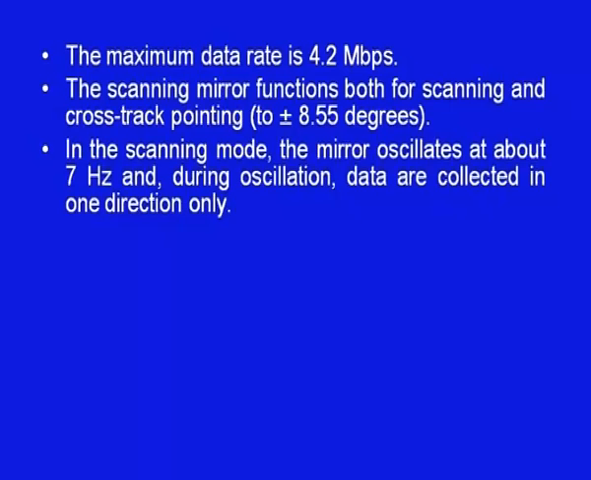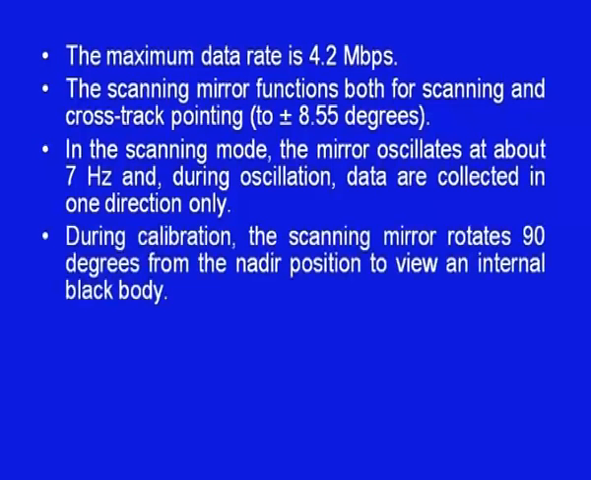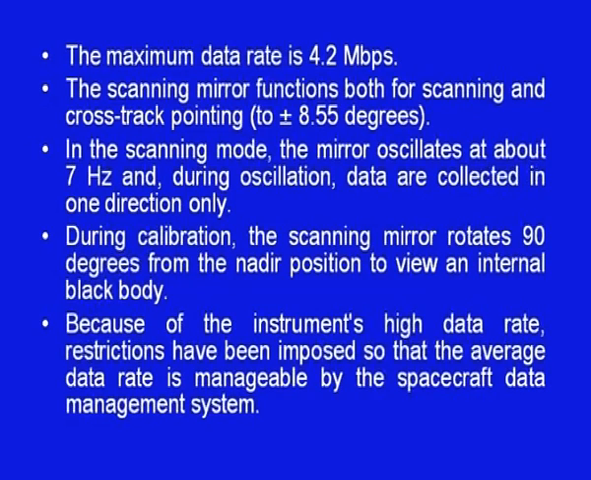in one direction only. During calibration, the scanning mirror rotates 90 degrees from the northern position to view an internal black body. Because of the instrument's high data rate, restrictions have been imposed so that the average data rate is manageable by the spacecraft data management system.